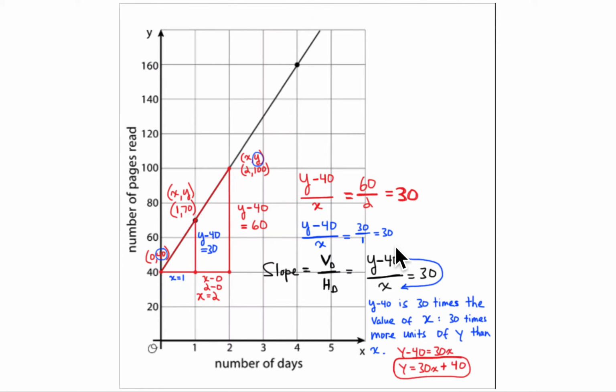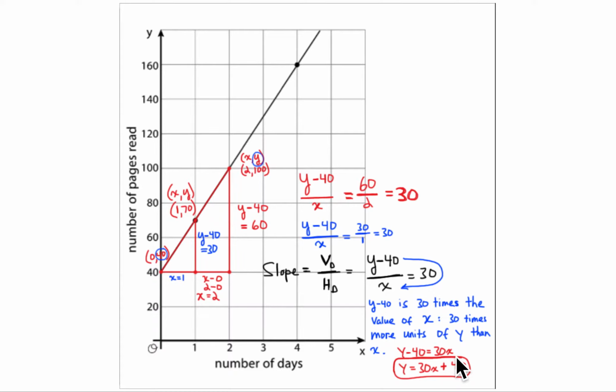And what does this equation mean? It tells you that y minus 40, the number of pages she reads, is 30 times the number of days. So y minus 40 is 30 times the value of x. So 30 times more units of y than x. So y minus 40 is 30 times x, or 30 times the number of days, because she read 30 pages each day.